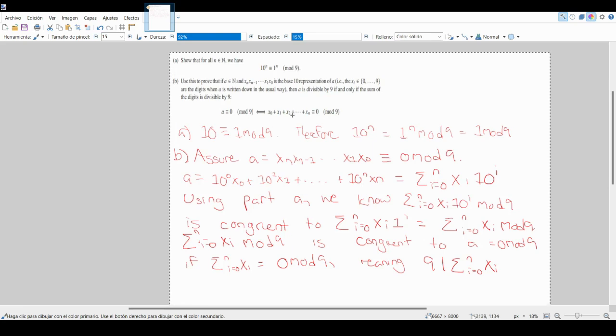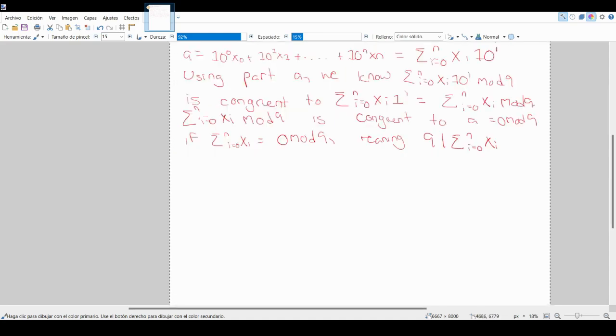Now we'll have to assume that the sum of the digits is equal to 0 mod 9 and use that to show that A must also be congruent to 0 mod 9. Now, to show the other direction, we assume that the sum of the xi's, the individual digits, is equal to 0 mod 9.